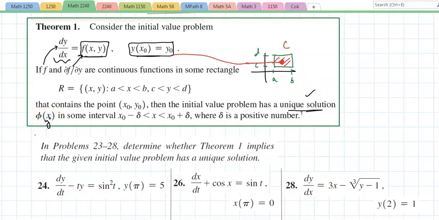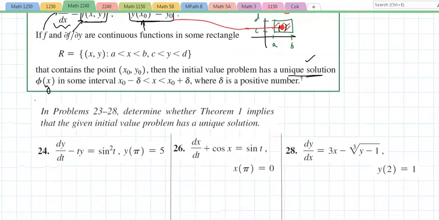Y, they like phi of x, and some interval adding an epsilon, a delta to the actual initial value right there. So basically, no matter where you go around it, it's still continuous. So let me see how this works.